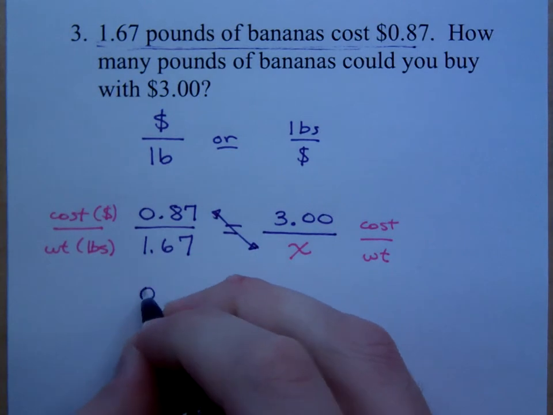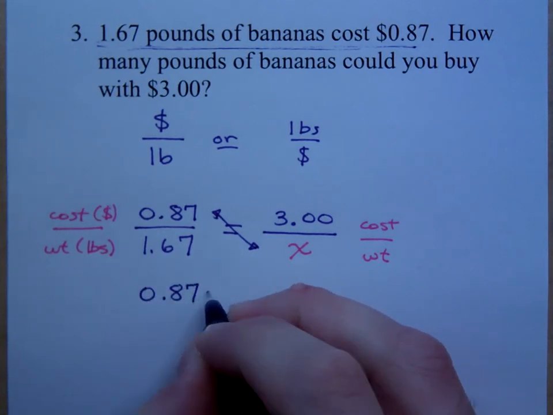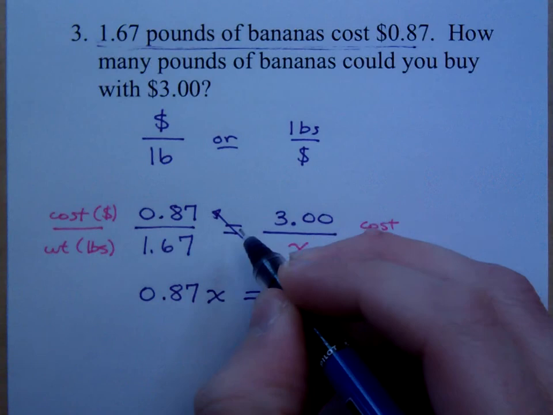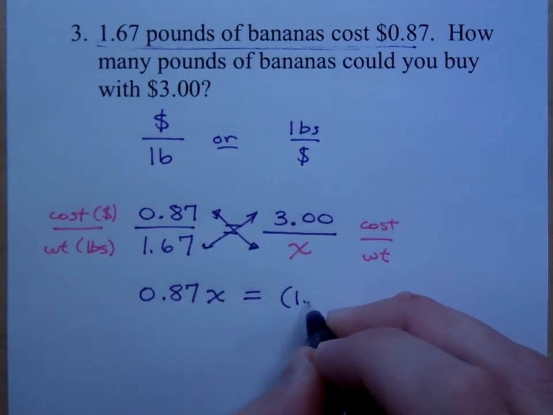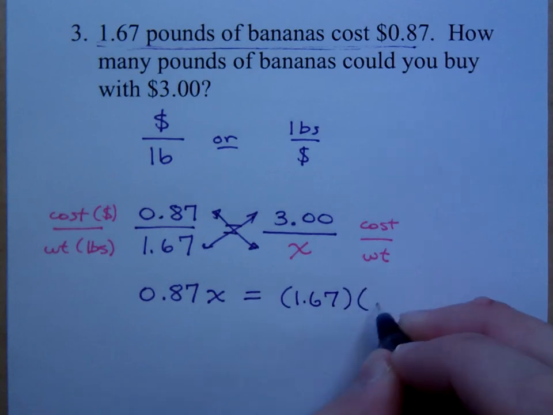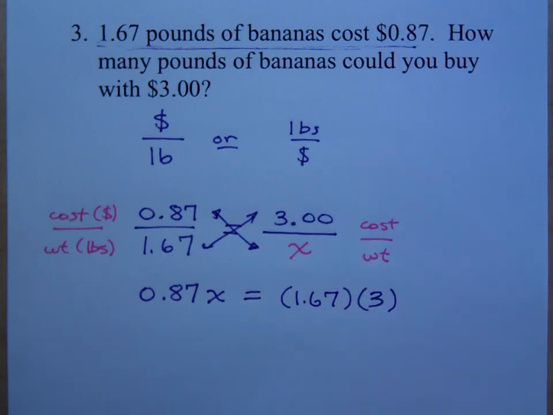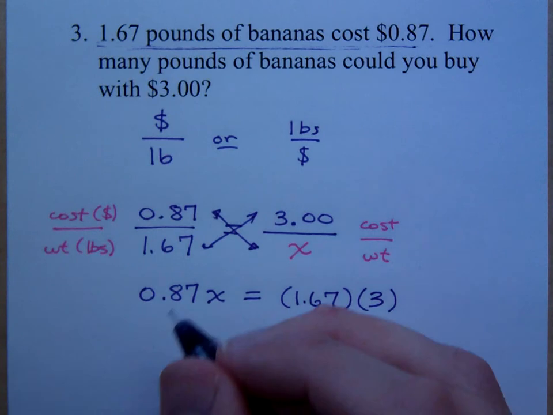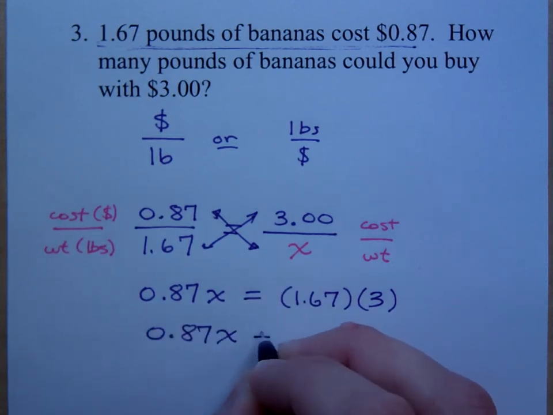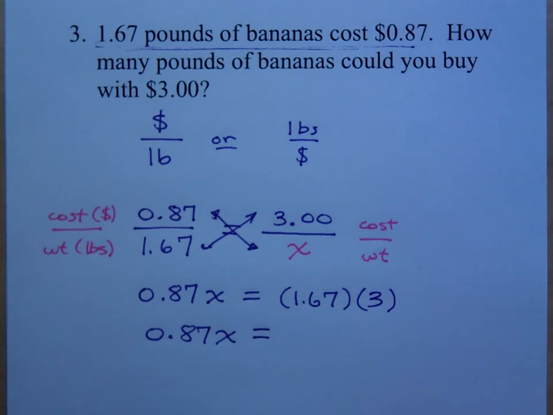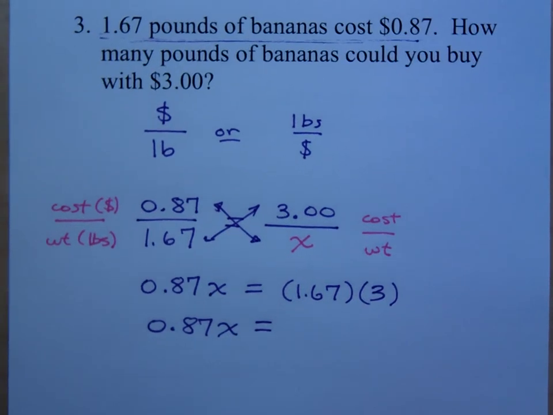So we have 0.87 times x is equal to the other cross product. So that's 1.67 times 3. So if we're doing the work here, that's 0.87x is equal to 3 times 1.67. What'd you get? 5.01. Do you guys agree with that?